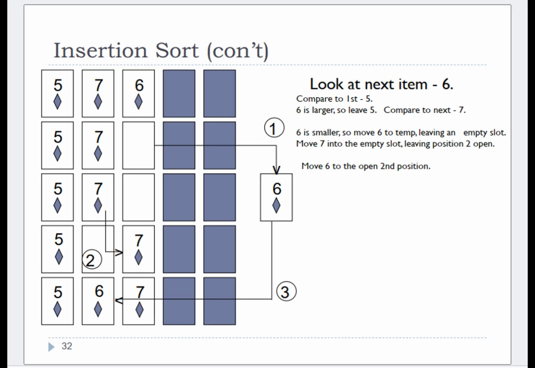Insertion sort, continued. Look at the next item, 6. Compare to the first, 5. 6 is larger, so leave 5. Compare to the next, 7. 6 is smaller, so move 6 to temp, leaving an empty slot. Move 7 into the empty slot, leaving position 2 open. Move 6 to the open second position.